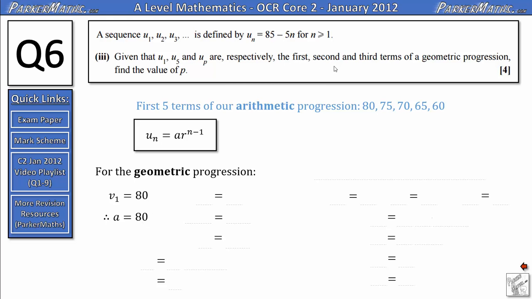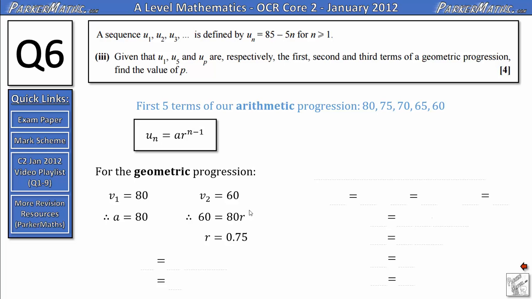The second term in our geometric progression, it says, is equal to U5, which is the fifth term in our arithmetic progression. And the fifth term in our arithmetic progression was 60. So we can say V2 equals 60. For a geometric progression, to get from one term to the next, you multiply by the common ratio r. So to get from the first term to the second term, we must multiply by some value r. So I can say that 60 equals 80 multiplied by r. Dividing through by 80, 60 divided by 80 gives r equals 0.75 or 3/4.